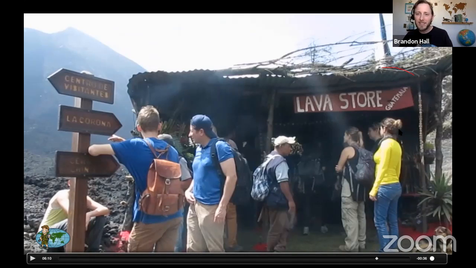But if we look here, this is a lava store. So how cool is this? One of the local communities of indigenous people, the Maya, come here and make jewelry out of lava rock.